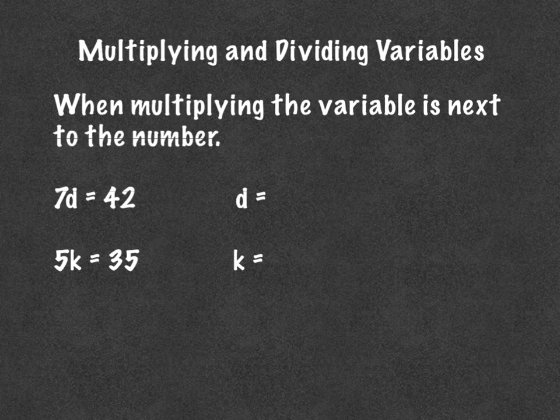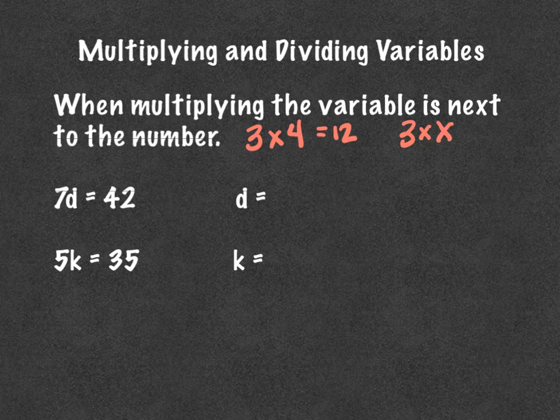When you're multiplying, the variable is right next to the number. The reason that is how it's written is because if we think about the multiplication sign, your typical multiplication sign is an X, right? So if I had 3 times 4, 3 times 4 is 12. However, if I am using x as my variable, if I was going to do 3 times x, that just looks really confusing. So the multiplication sign is going to be gone, meaning that if you see a variable next to a number, that's going to mean multiplication.